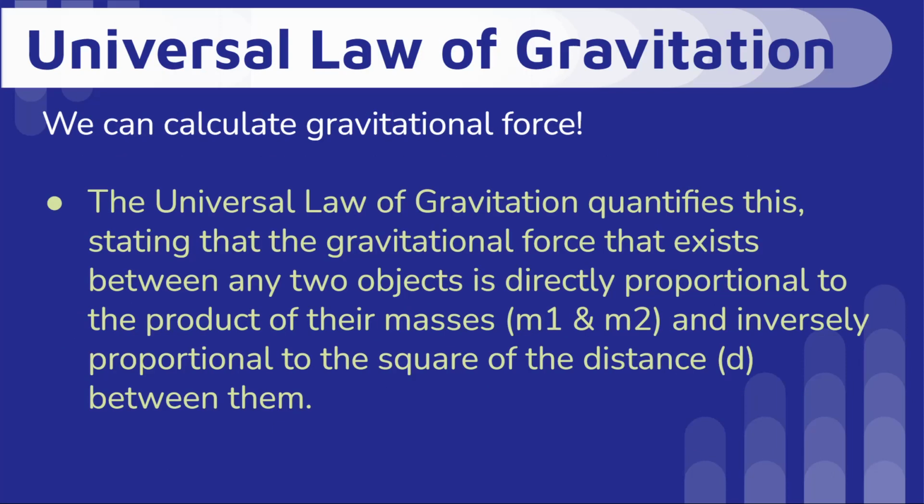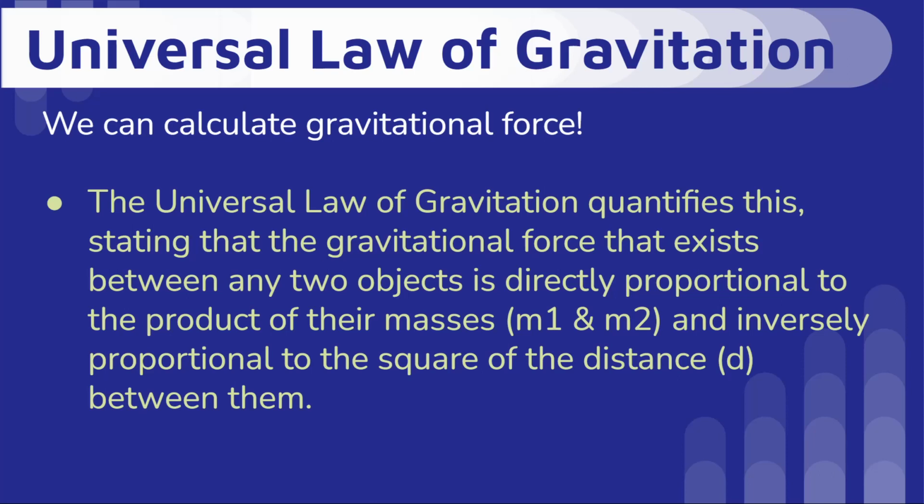All right, so we can calculate this gravitational force. And to do so, we're going to use the universal law of gravitation, which quantifies this force of attraction. It gives us a number that we can solve for. And that universal law of gravitation states that the gravitational force that exists between two objects is directly proportional to the product of their masses. And we're going to call those M1 and M2, since we're dealing with two objects, mass 1, mass 2. And inversely proportional to the square of the distance between them.